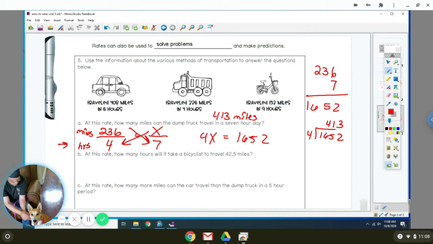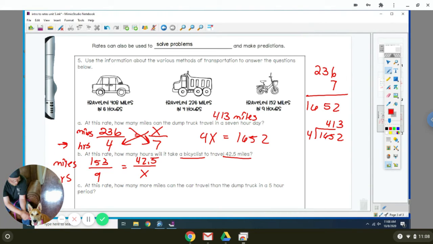And we're going to do the same thing for B. B says at this rate, how many hours will it take for the bicyclist to travel 42.5 miles? So our rate for the bicyclist says for every 153 miles, they go 9 hours. So the miles is on top and hours are on the bottom. And they want to go 42.5 miles. So 42.5 will go on the top this time because that's where the miles are. And our x, which is trying to figure out how many hours, will go on the bottom because that's what we're trying to find out.